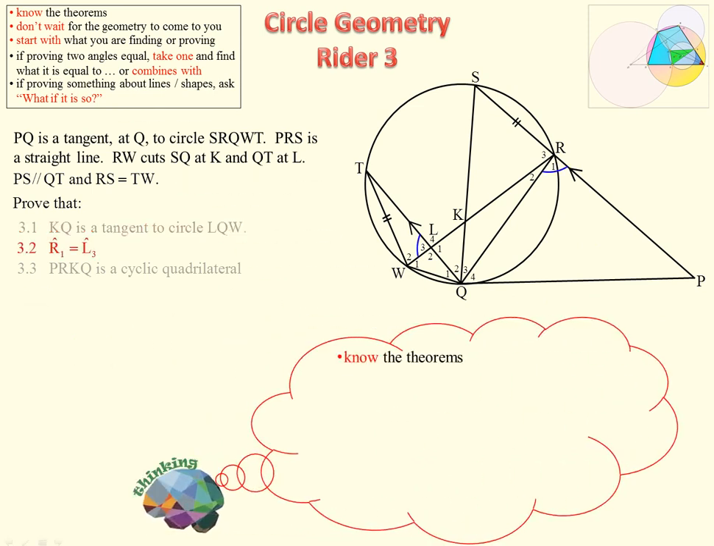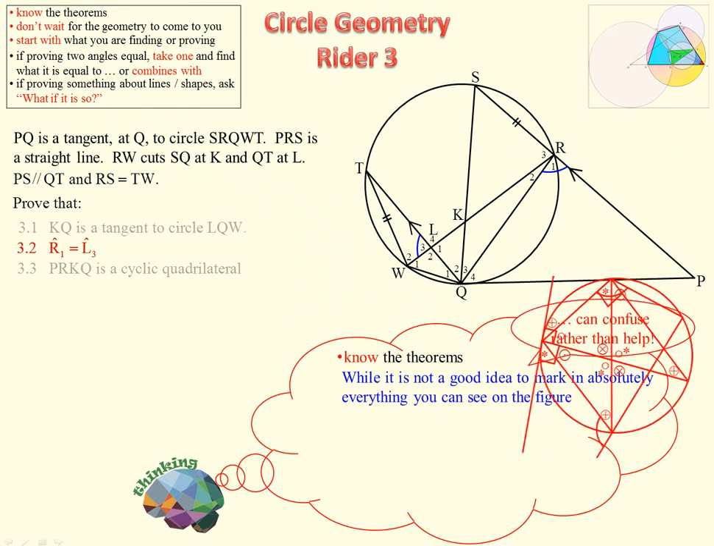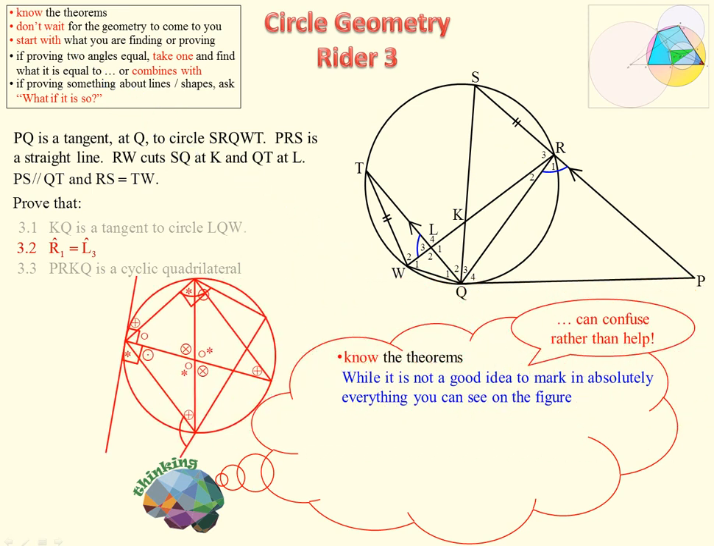The next part, prove R1 equals L3. Prove R1 there equals L3 there. Now, I'm going straight to know the theorems, because I notice we have two lines equal to one another there. And as I said before, it can be a bad idea to fill in everything equal. Have a look at that figure there. Very confusing rather than helping, right? And I could even fill in more equal angles in there.